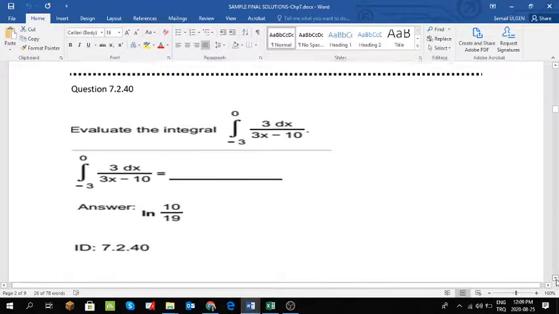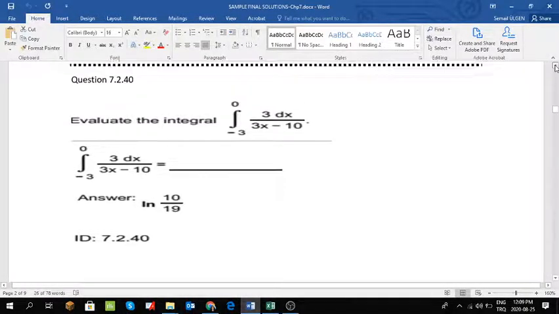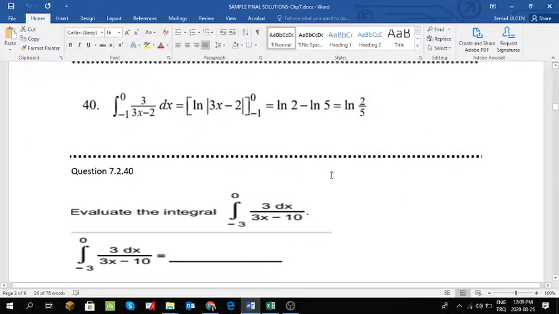Okay, next question. Question 40 in section 2, chapter 7. Evaluate the integral. It is this integral. How would you integrate? Okay, we are going to solve a variation of that question. The limits are different. The function is just a little bit different. And the way we do, actually, you can use substitution here.